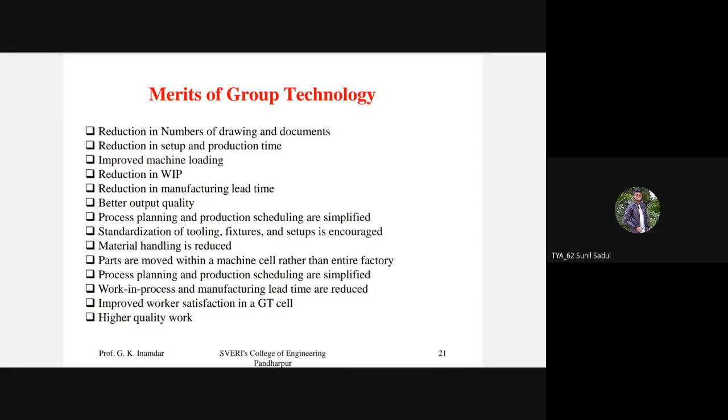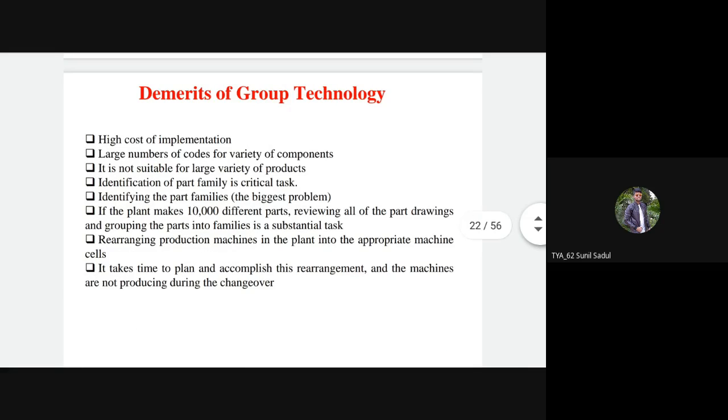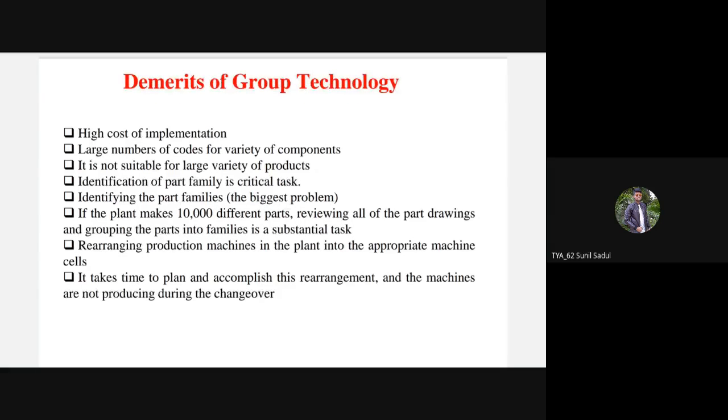Now, some demerits of group technology are also there. High cost of implementation. A large number of codes for the variety of components. Now this is very difficult to identify for the match.